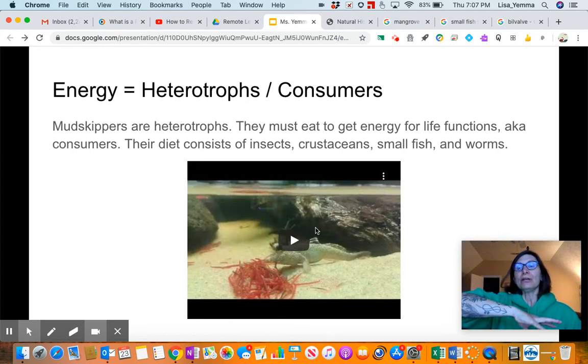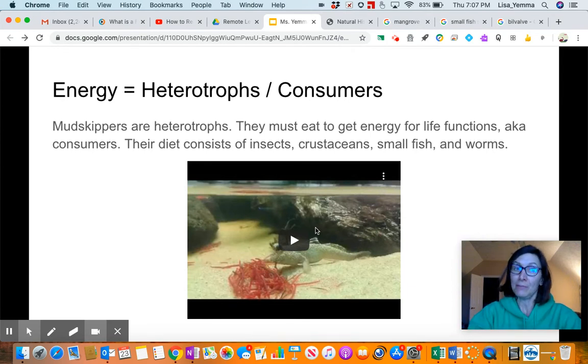So of the 100% of the energy that is in that ecosystem, every trophic level decreases because things give off heat. Matter gives off heat, and that heat is then energy that is transformed and recycled and reused, and we'll talk a little bit more about that.